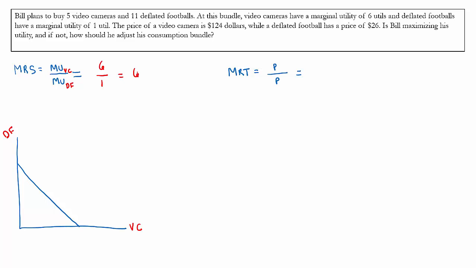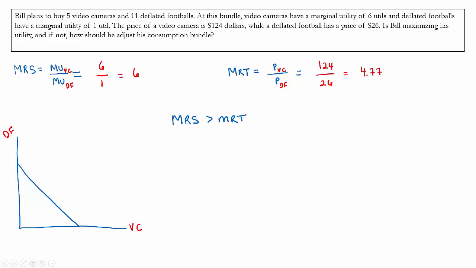Similarly, the marginal rate of transformation is a ratio of prices. Given that I chose to place video cameras on the x-axis, the numerator here is the price of video cameras. Deflated footballs is on the y-axis, and so its price is in the denominator. In this problem, that gives us a value of 124 divided by 26, which is approximately 4.77. So we see that Bill is not maximizing his utility. To do so, his MRS would have to equal his MRT, but in this case, the MRS is greater than the MRT.